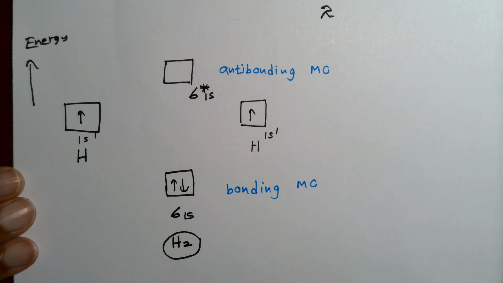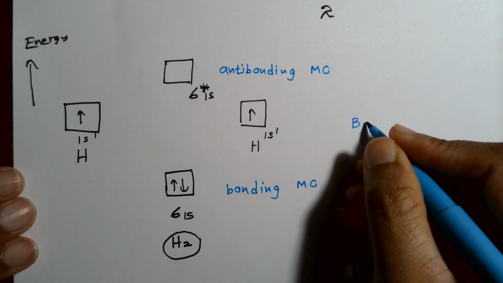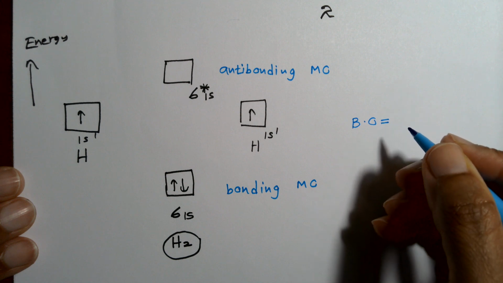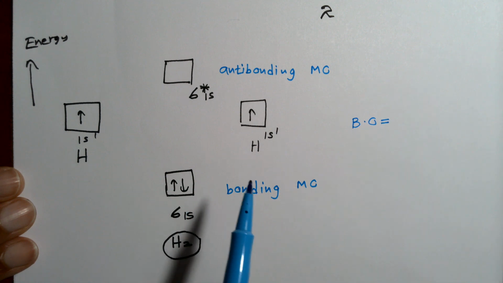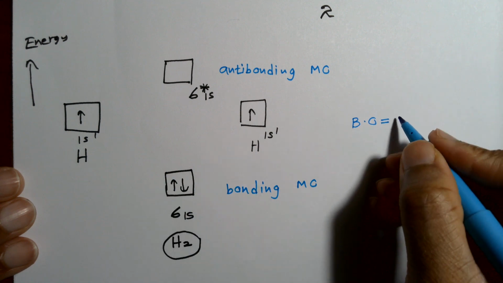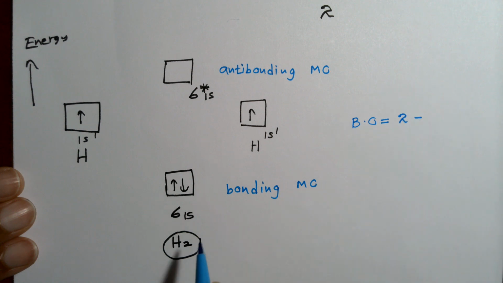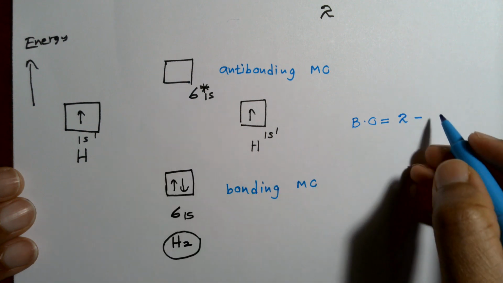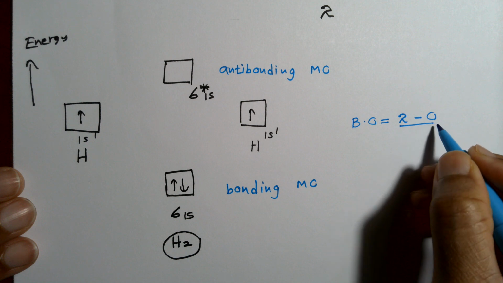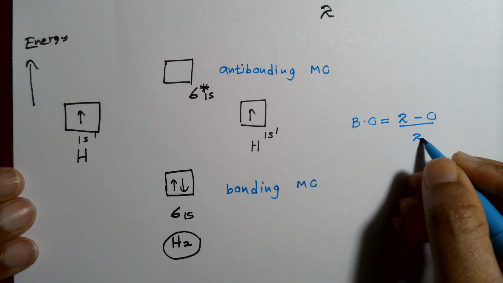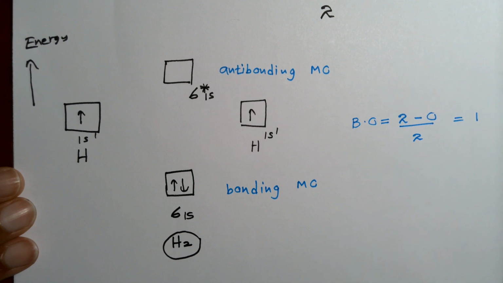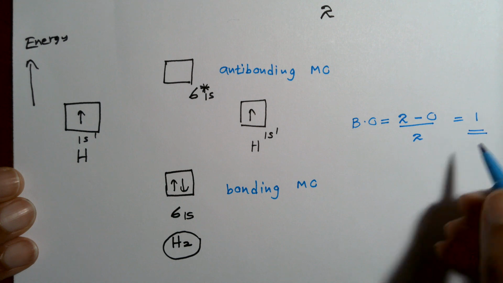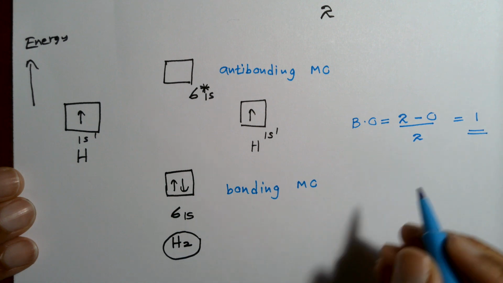Now what is the bond order? Bond order for the H2 molecule: our formula is number of electrons in bonding, 2, minus number of electrons in anti-bonding, 0. So 2 minus 0 divided by 2 is equal to 1. The bond order for the H2 diatomic molecule is 1.